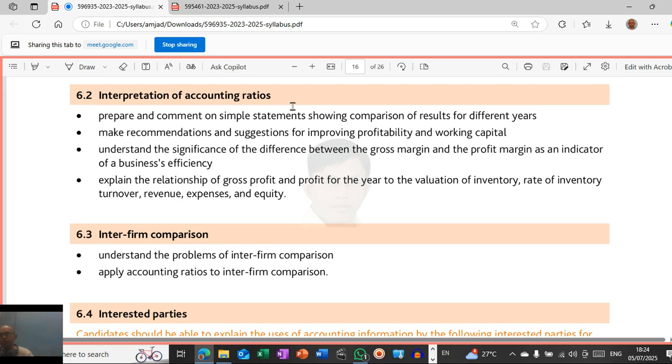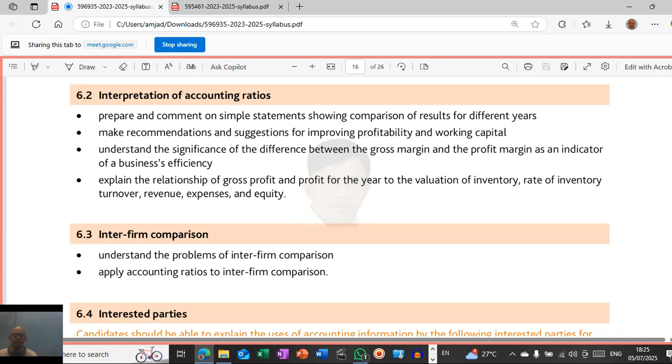Then interpretation of ratios: prepare and comment on simple statements showing comparison of results for different years, make recommendations for improving profitability and working capital, and understand the significance of the difference between the gross margin and profit margin as an indicator of business efficiency. Explain the relationship of gross profit and profit for the year to the valuation of inventory, rate of inventory turnover, revenue, expenses, and equity. Then interfirm comparison: understand the problems of interfirm comparison and apply accounting ratios to it.